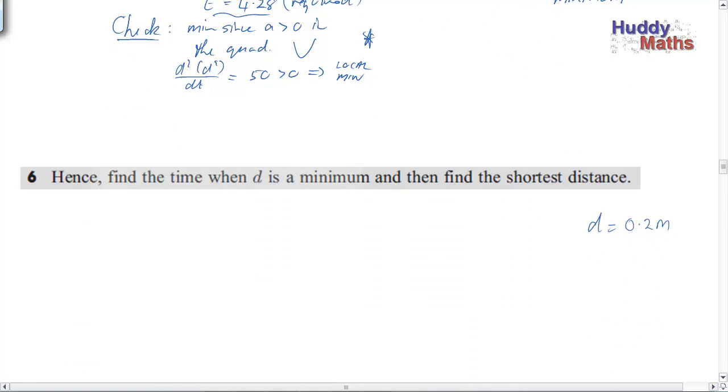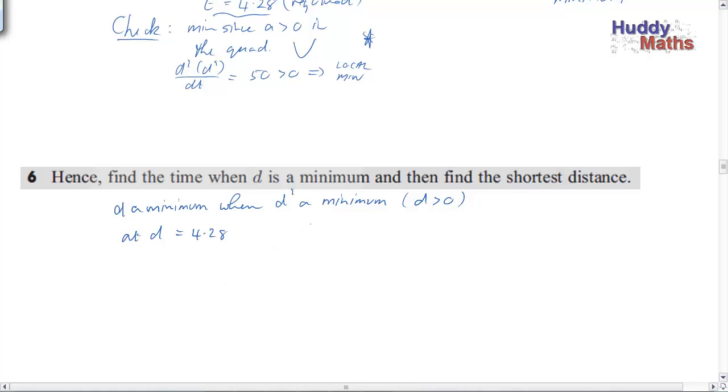Hence find the time when d is a minimum. I've got that there, d is 2.1. Okay, so here, d is going to be a minimum when d squared is a minimum, because d is greater than 0. Because d is positive, it's a distance, it's going to be a minimum when its square is a minimum, or vice versa. So the minimum is at t equals 4.28.